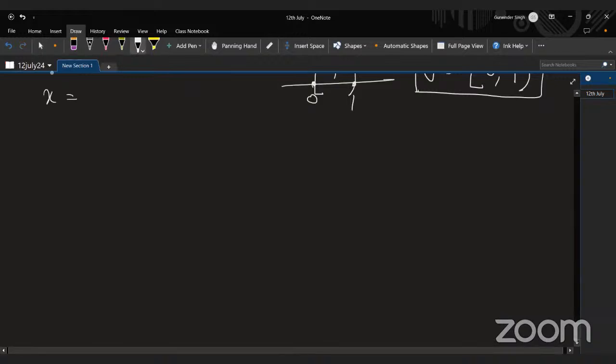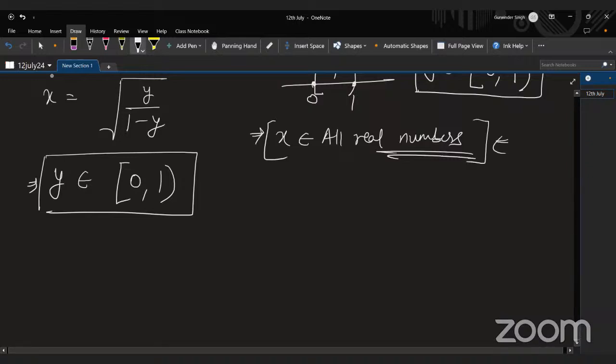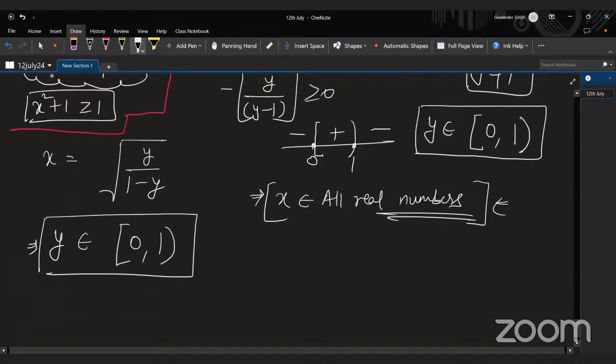Okay, so I have x is equal to under root of y divided by 1 minus y. The values of y that I can substitute range from 0 to 1. Since my x belongs to all real numbers, there is no restriction on x over here.